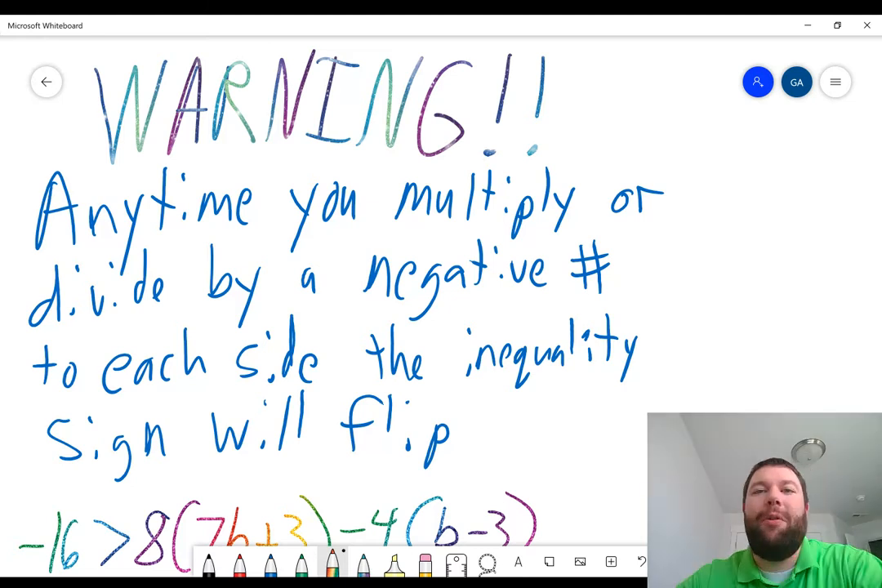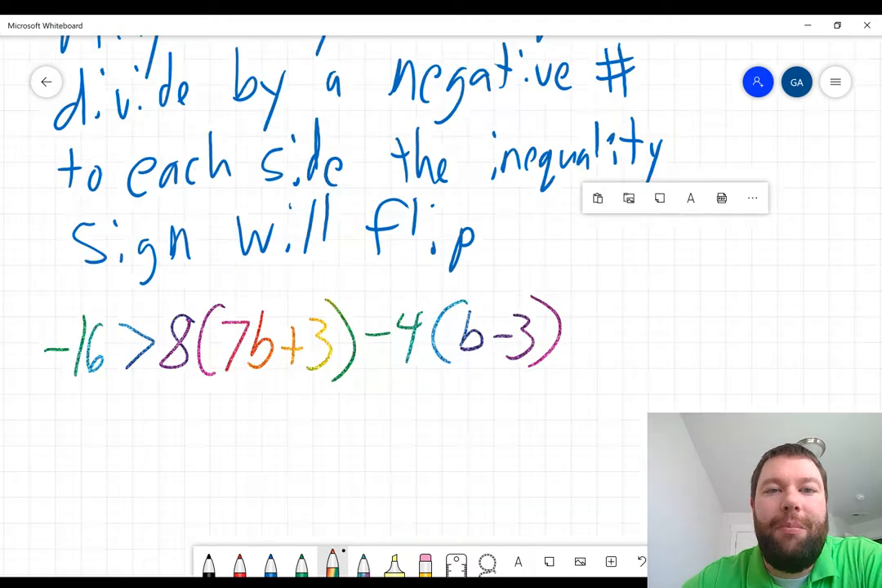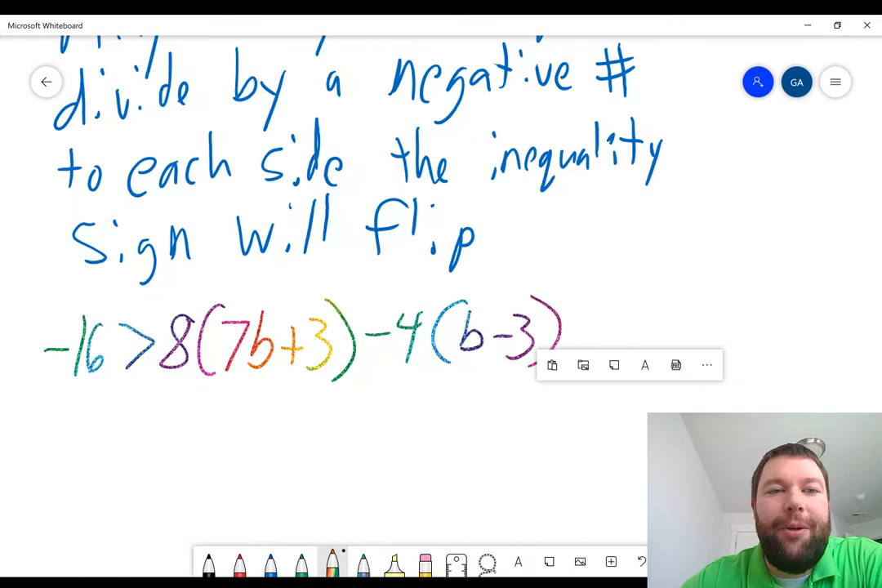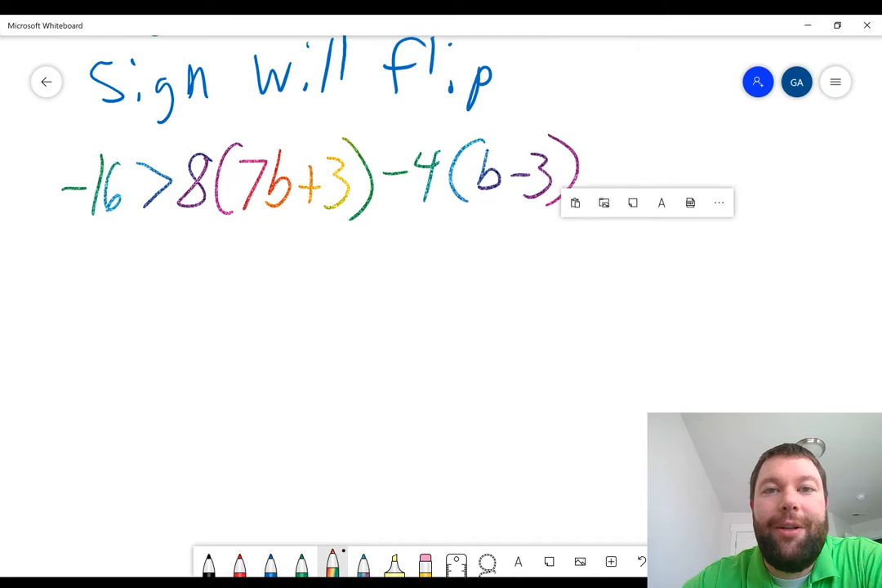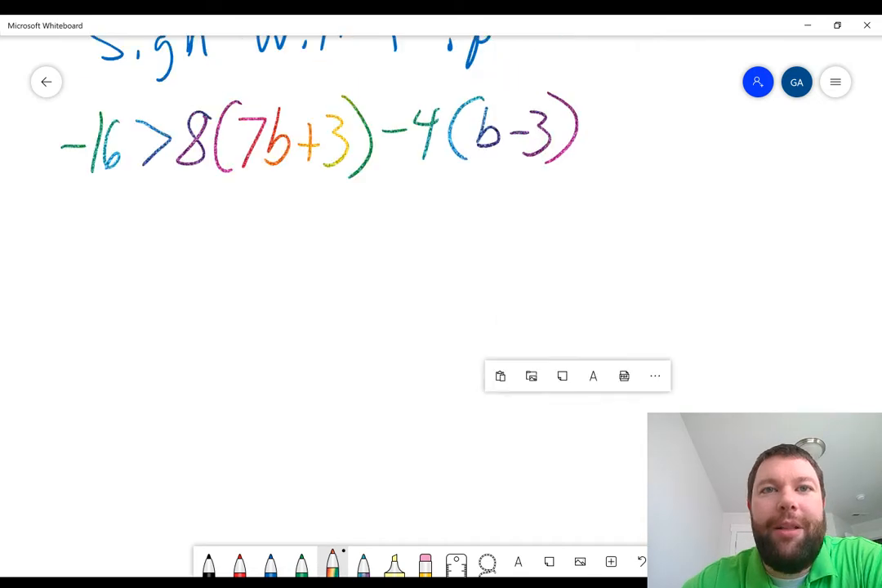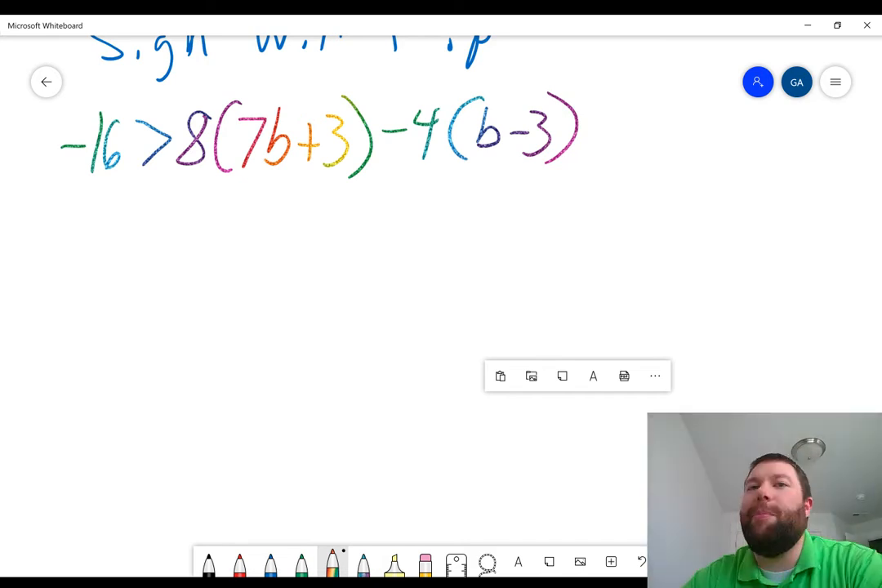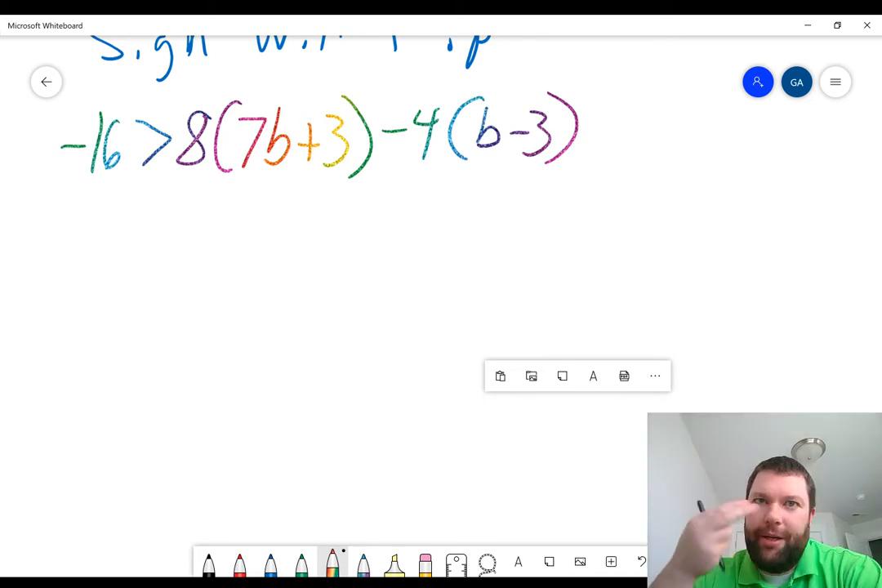Okay, so I'm going to do a couple of examples here, just to show you some multi-step inequalities. So let's start with this problem right here. I've got negative 16 is greater than 8 times 7b plus 3 minus 4 times b minus 3. We follow the same rules with multi-step inequalities that we do with equations, which is distribute, combine like terms, move the variable to one side, and then solve.